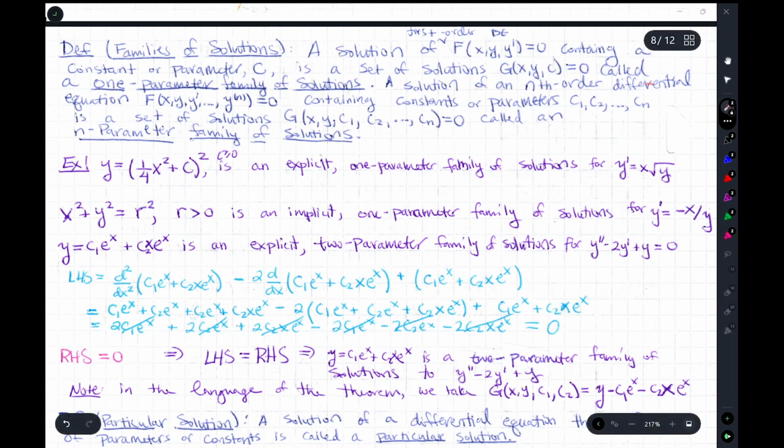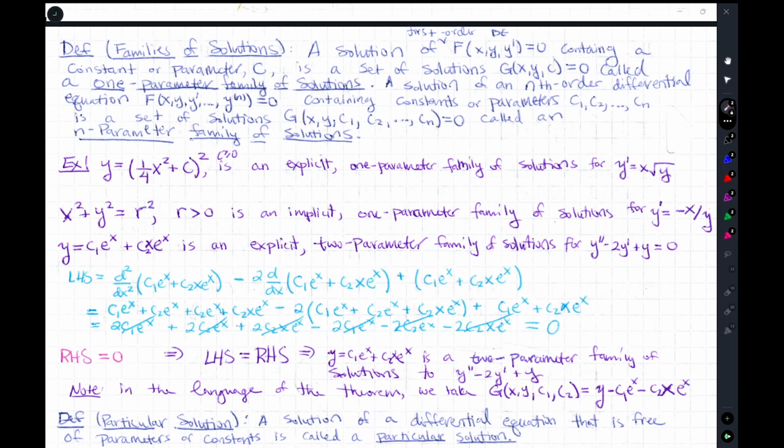A solution of an nth-order differential equation containing constants c1 through cn is a set of solutions, written implicitly this way, called an n-parameter family of solutions. So let's take a look at an example for this definition. We see here this solution, where c is greater than or equal to 0, is an explicit one-parameter family of the solution for this differential equation there.